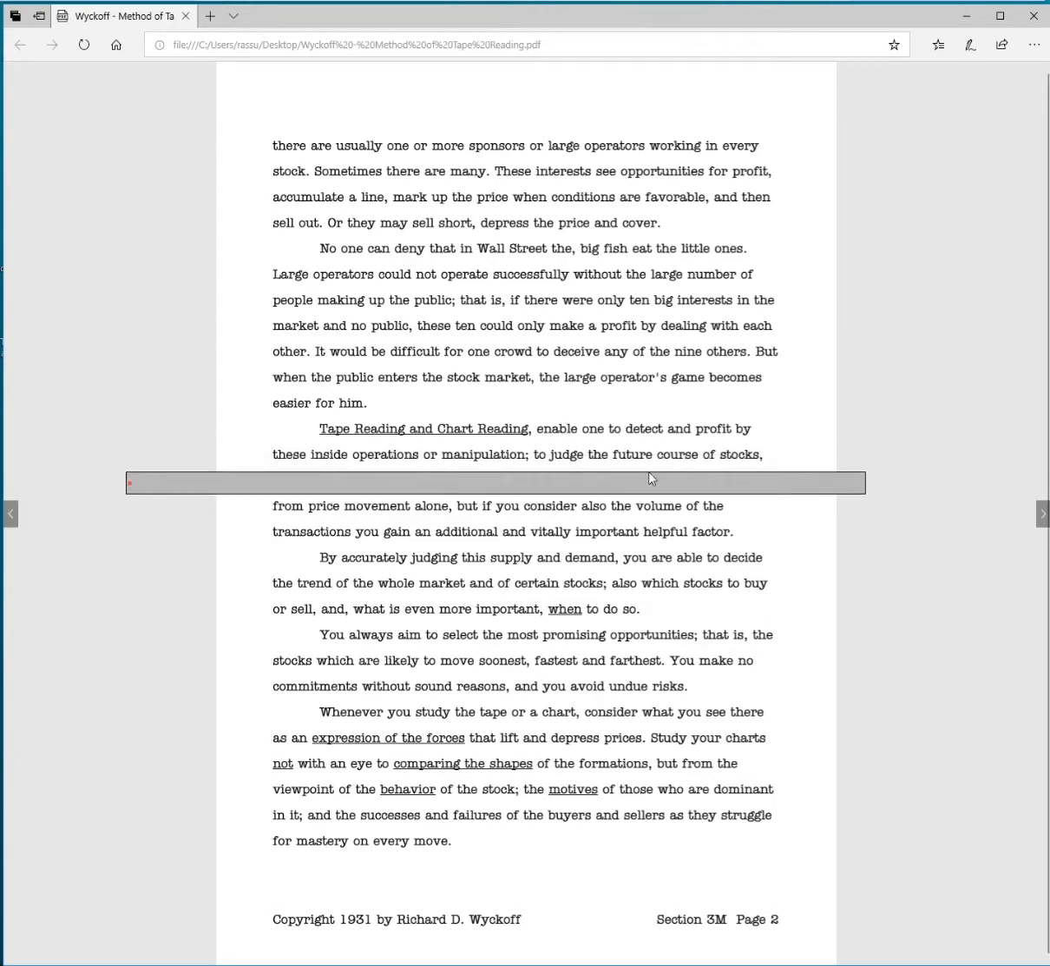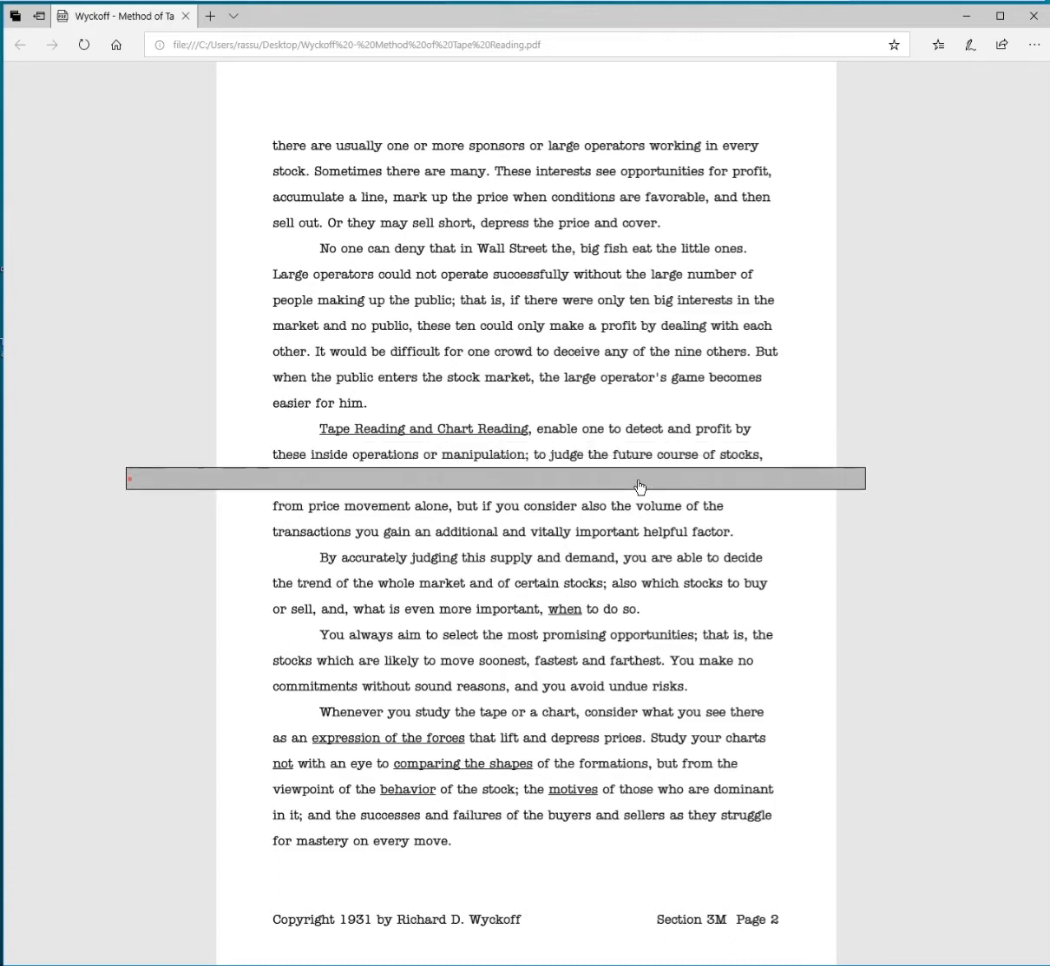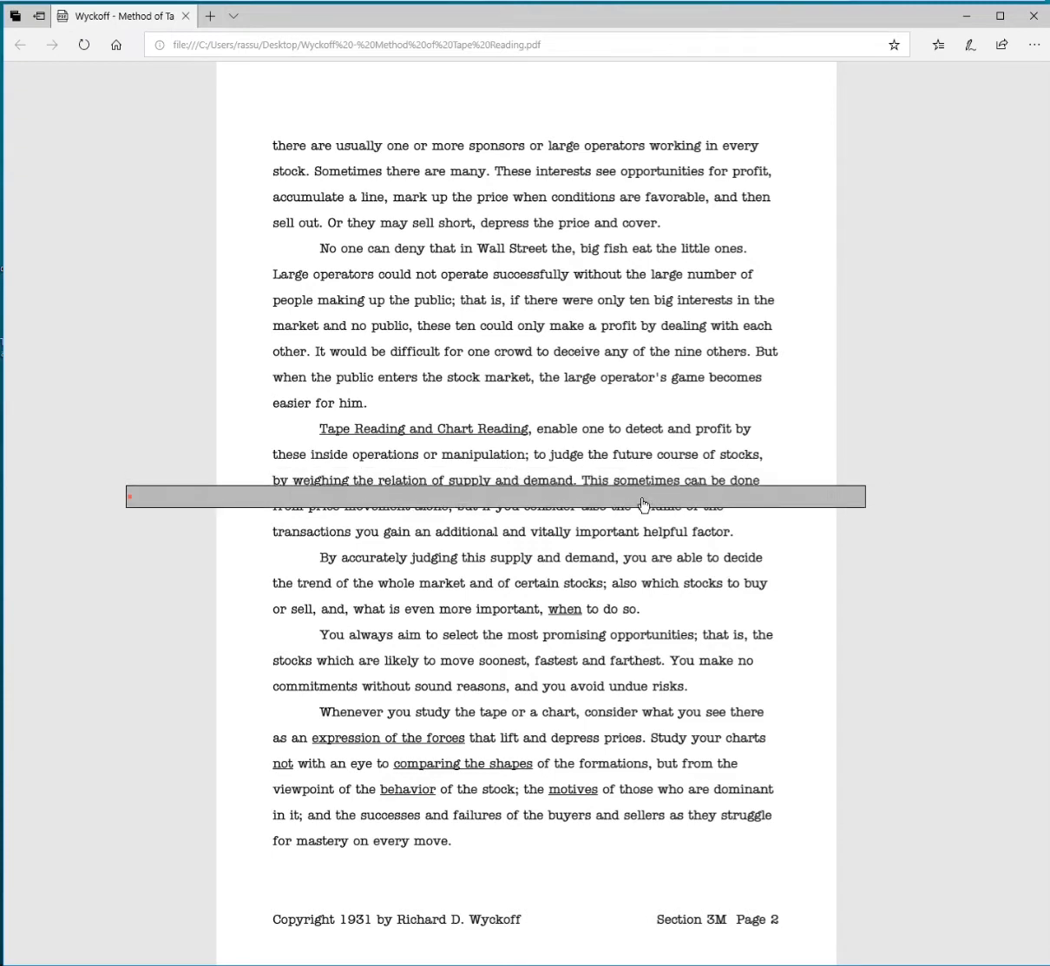Tape reading and chart reading enable one to detect and profit by these inside operations or manipulation to judge the future course of stocks. Basically, you got to be able to identify accumulation, markup, distribution, markdown, their campaign.